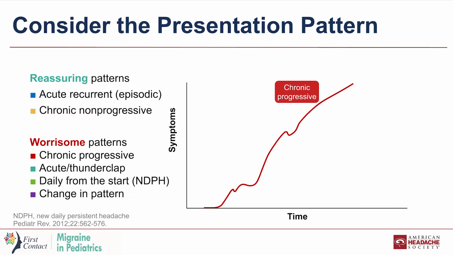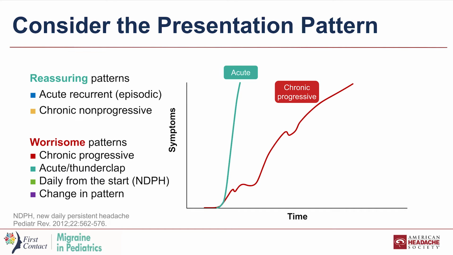The chronic progressive pattern is among the more worrisome patterns of headache. This is a headache that started perhaps several weeks ago and appears to be getting worse and worse, maybe waking the child from sleep at night. It may be causing them to vomit first thing in the morning. This is the pattern that's quite concerning to us for things like brain tumor or perhaps pseudotumor cerebri or idiopathic intracranial hypertension, which are caused by increased pressure within the central nervous system.